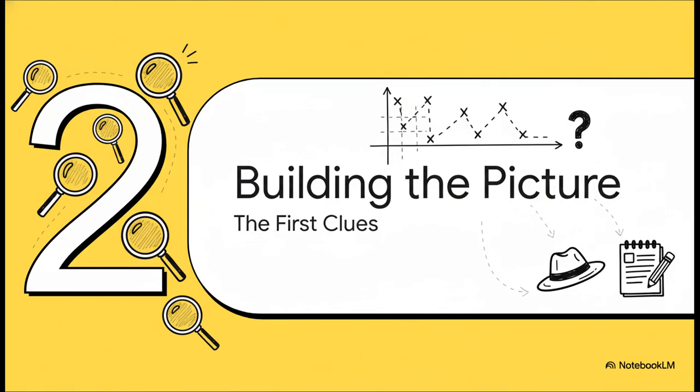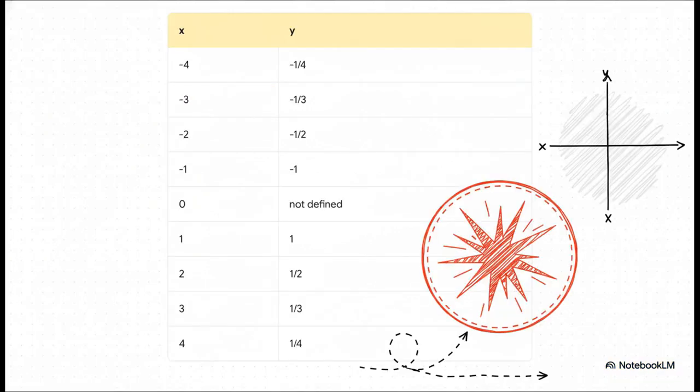All right, now that we have our function, the investigation can begin. We're going to be like detectives at a crime scene. We'll start by gathering the most obvious clues, just a handful of simple points to see what kind of pattern starts to show up. So the first step is pretty simple, right? We're just going to plug in some basic whole numbers for x and see what y values our function gives us. If x is 2, y is 1/2.